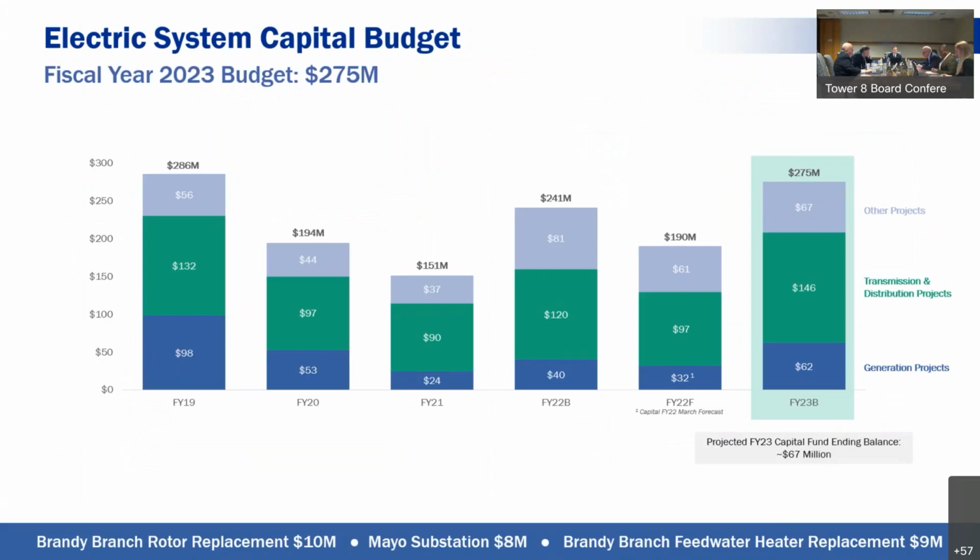All right, moving to capital. The electric system capital budget is set at $275 million, which is a $31 million increase from the 22 budget, with the bulk of the plan for transmission and distribution projects. And the plan is to fund the plan entirely with current year funds and withdrawals from the capital fund, resulting with an ending capital fund balance of $67 million. So no new debt on the electric system for capital for 23.